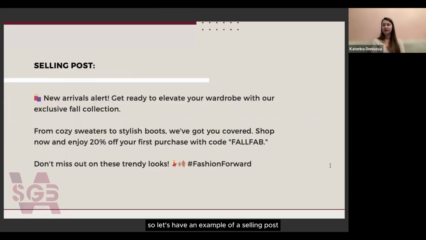Let's have an example of a selling post. New arrivals alert! Get ready to elevate your wardrobe with our exclusive fall collection. From cozy sweaters to stylish boots, we've got you covered. Shop now and enjoy 20% off your first purchase with code FALLFAB. Don't miss out on these trendy looks, fashion forward. We're even using a hashtag here. And I want to draw your attention to the images we use here. There are just a few of them. They are absolutely appropriate. A perfect example of good emoji use.